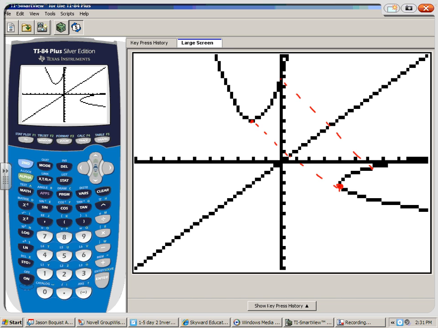And why does that work? Because what did we do? How did we find the inverse? We switched x and y. That's why it ended up being the inverse. And that's really what an inverse is, a reflection over the line y equals x.